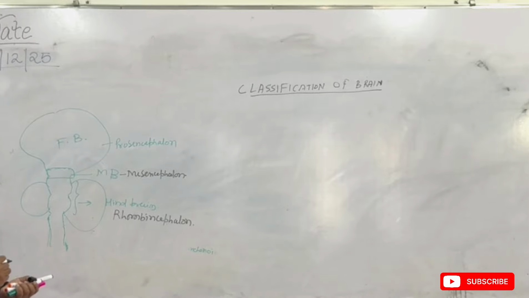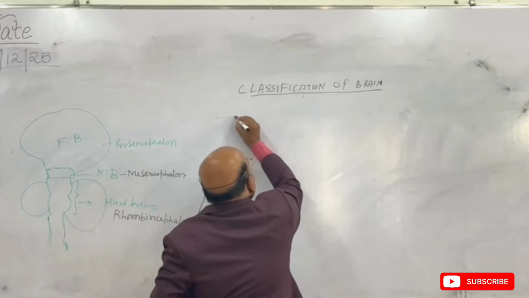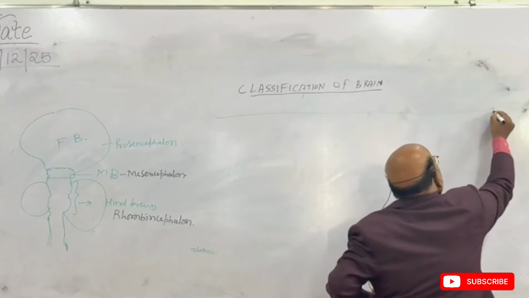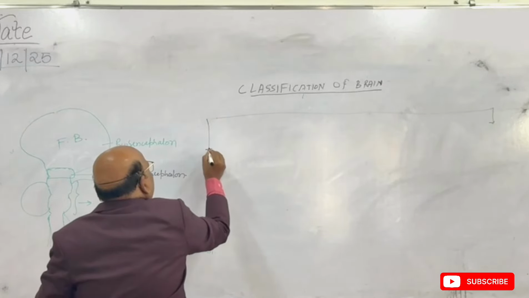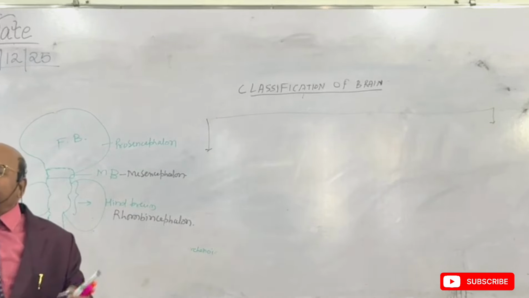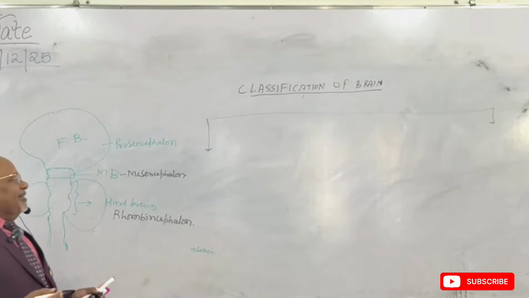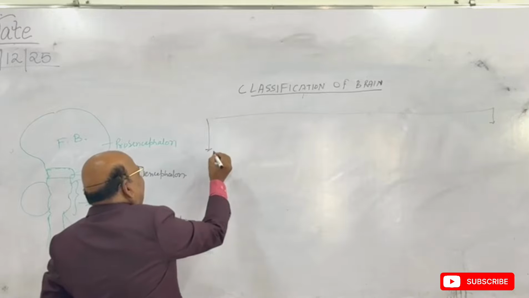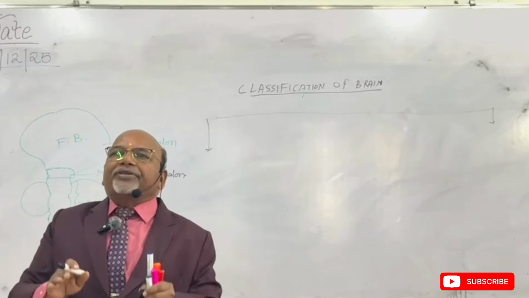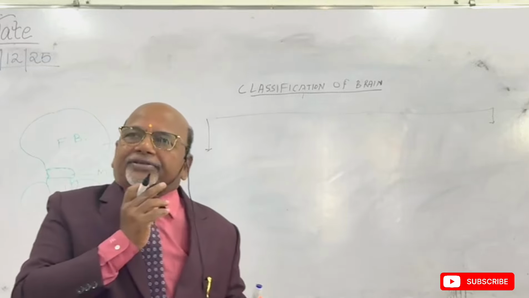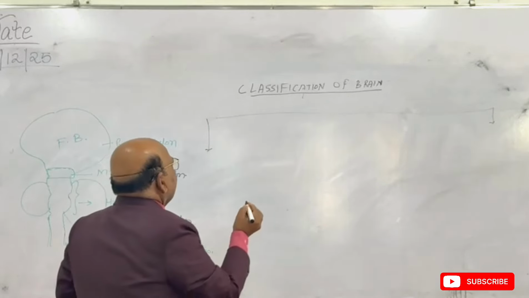Now, for a better classification, we will see them one by one, and the components of the gray matter or white matter we will classify later on. These things are there because the brain also has a cavity inside, and the cavity is called the ventricles. Now we are going to classify this.